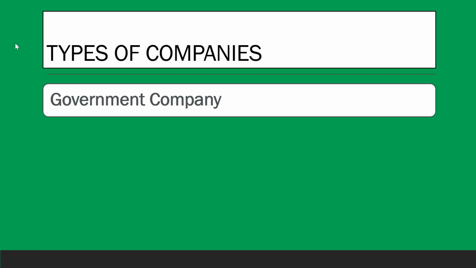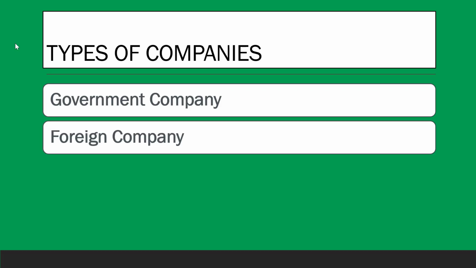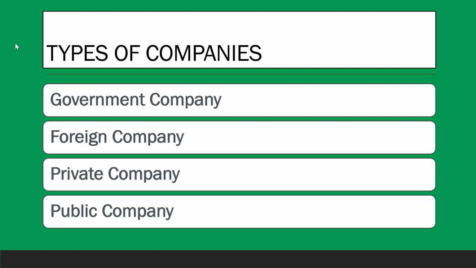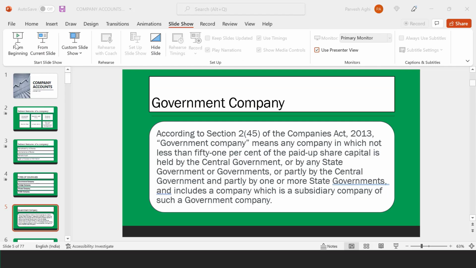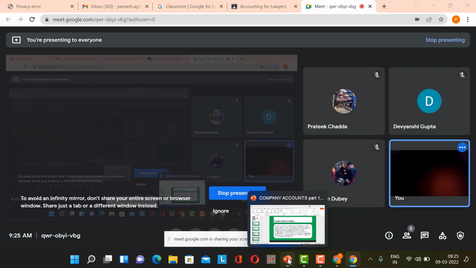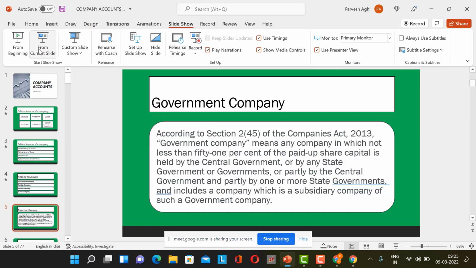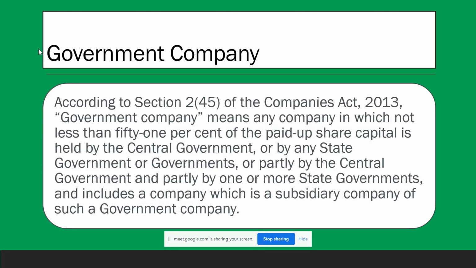Now we talked about various types of companies: government company, then foreign company, and then a private company and a public limited company. So these are the various types of companies. I'm going to discuss them one by one. So first is a government company.